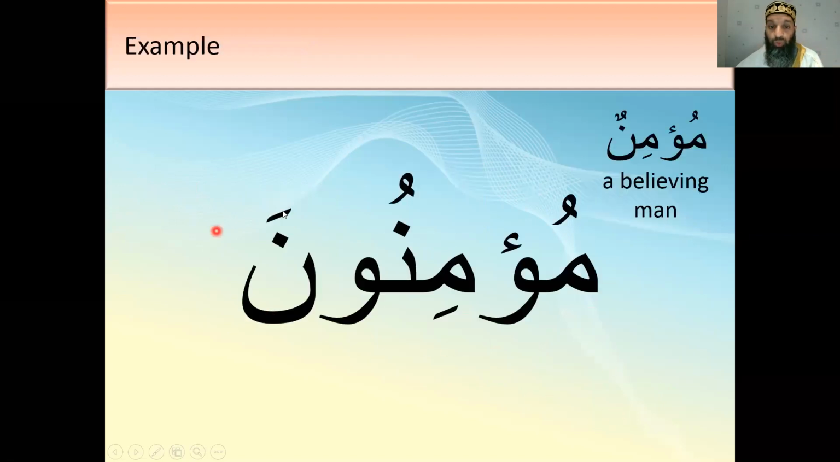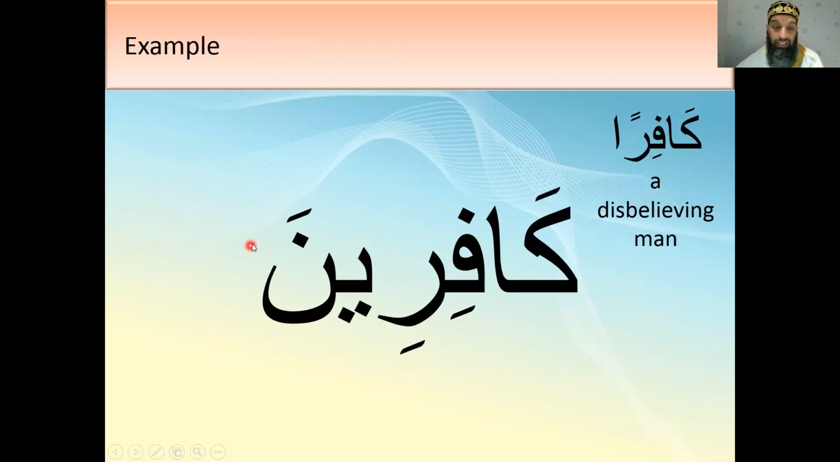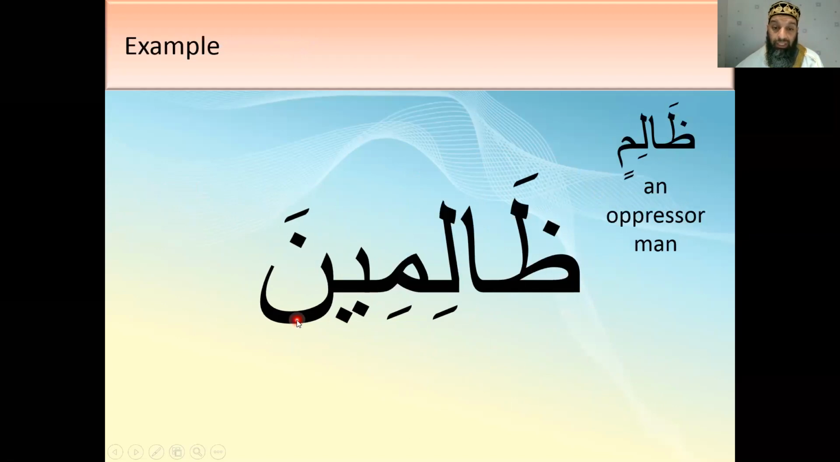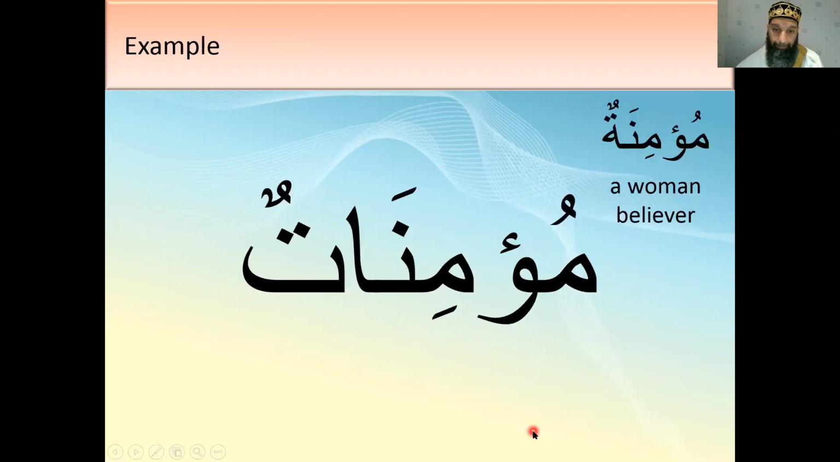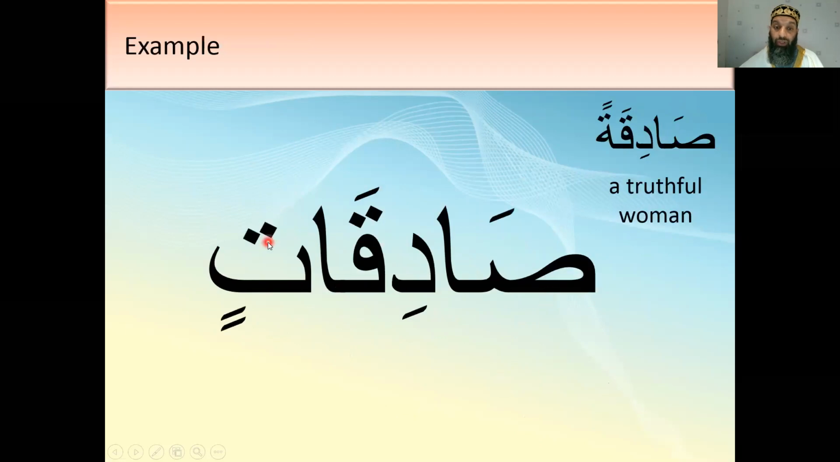Then we had some practice. Mu'minuna, plural. As soon as you see una, plural, you just need to know what this word means. Mu'minuna, believing men. Kafirina, ina is also plural, disbelievers, men. Zalimina, again, zalim, oppressor, and then ina is plural, oppressors. Mu'minatun, now this atun is women plural. Sadiqatin, again, atin is plural for women. As long as you know what sadiq means, truthful, sadiqa, truthful woman, then you know atin is just plural.